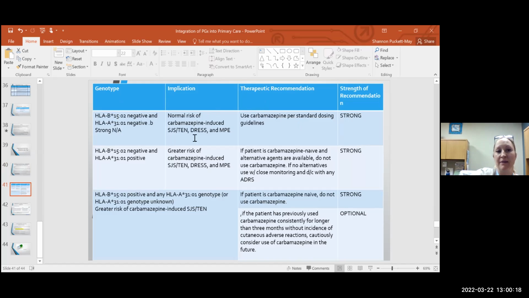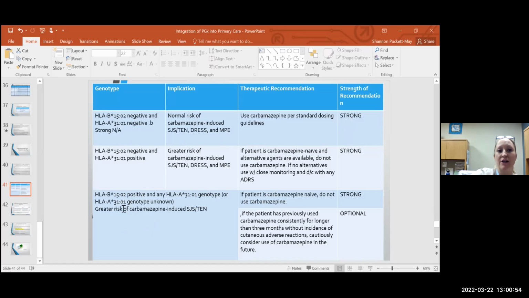For carbamazepine, if they're double negative, just use it at appropriate dosing. If they're star 1502 negative and 3101 positive, there's a higher risk for Stevens-Johnson. If they're carbamazepine naive, you want to avoid use and use something else. So these reactions typically occur within 3 months of therapy. If they've tolerated carbamazepine in the past and they've been on it longer than 3 months, you can initiate it. If they haven't and there are no alternatives, you can consider it. And that's the same with oxcarbazepine.